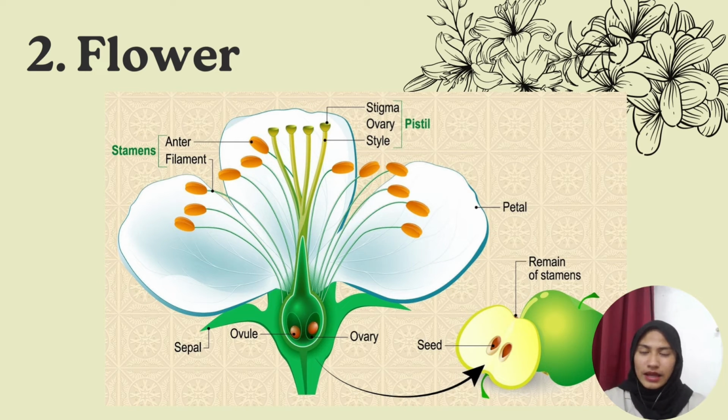At the left side, there's the stamen, and stamen is for male. The male parts have anther and filament. As you guys can see here, there's also ovule and ovary. Ovules are always enclosed within the ovary, and here there's an apple and also a seed.